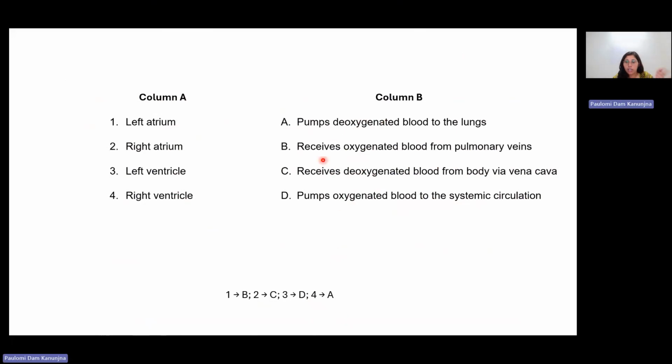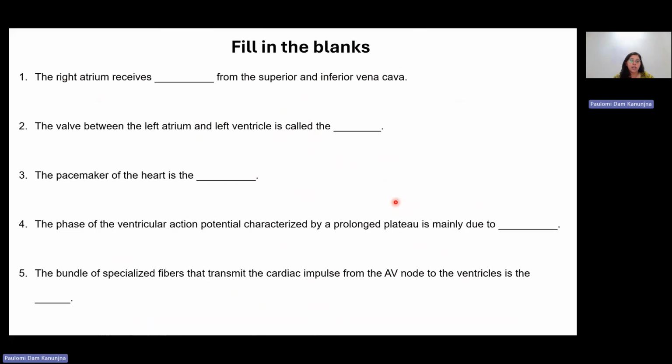Receives is your 2C and pumps deoxygenated blood is your 4. Similarly, receives the oxygenated blood is 1B and pumps the oxygenated blood is your left ventricle. Okay. Now, these are some fill-ups. So I will read out the question and then wait for 10 seconds and then give you the answer.